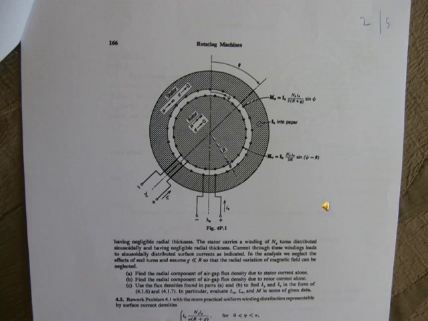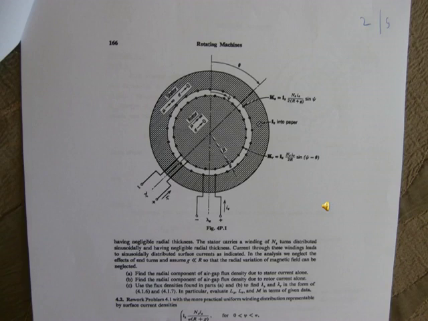In this case, we again replace: N_S is changed to N_R, I_S is changed to I_R, and psi is changed to psi minus beta. This is the way we can determine the radial component of the air gap flux density.